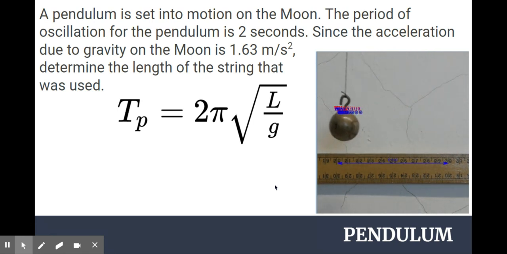All right, you should have gotten 0.165 meters.